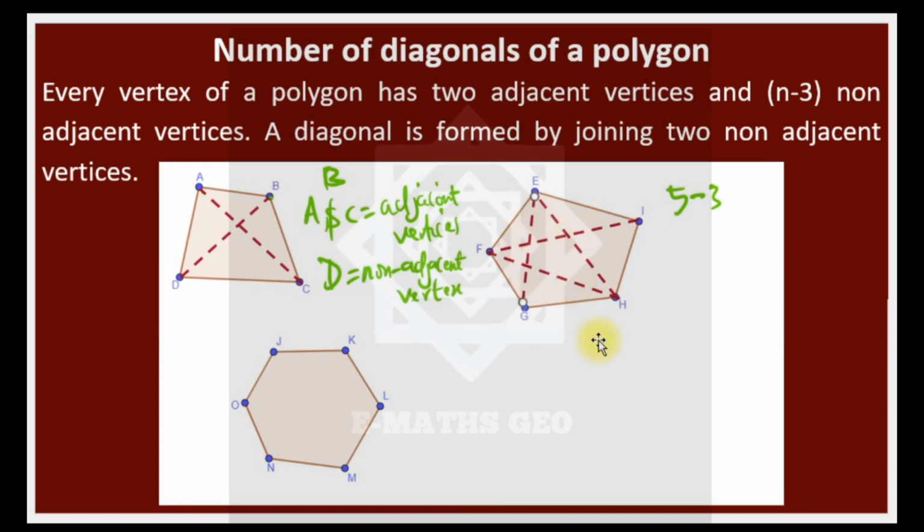And vertex E, we still have, yes. And finally, we have for this. So I think we are done. No more diagonal. So let's look. For I have this. For H, I have that. So that's it. We are done with this. Now for 6 sides.